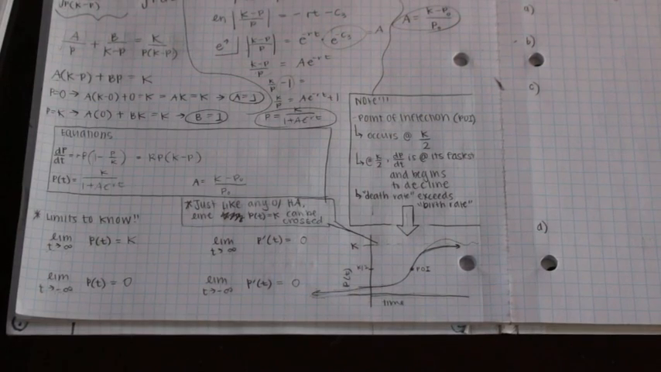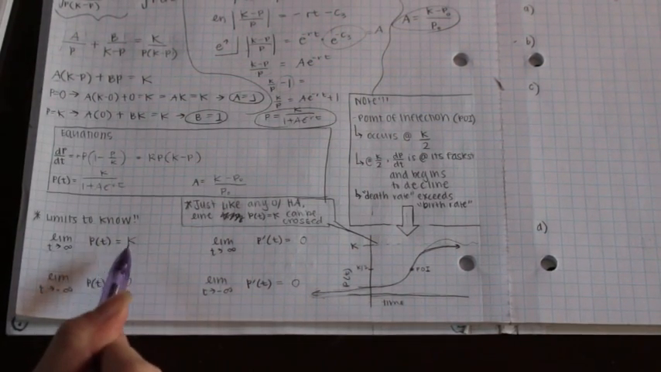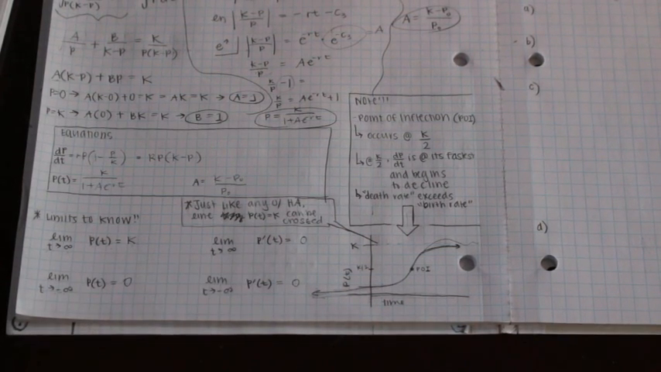So the only one you need to keep in mind is the limit as t approaches infinity of p of t, because that's going to be your k value. Everything else is 0. So it's a fairly easy thing to remember.